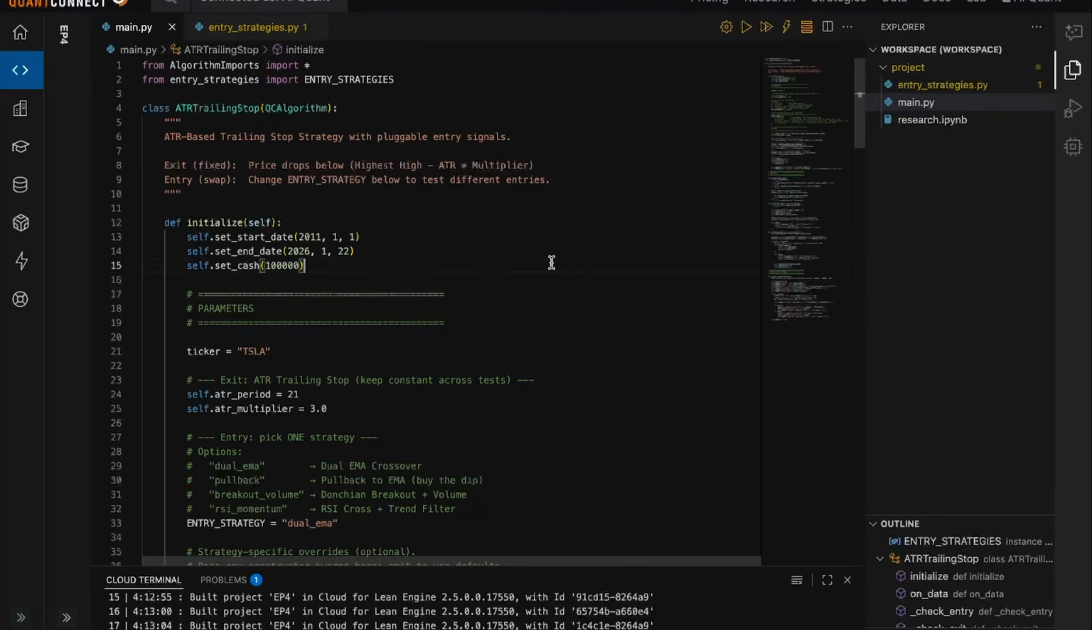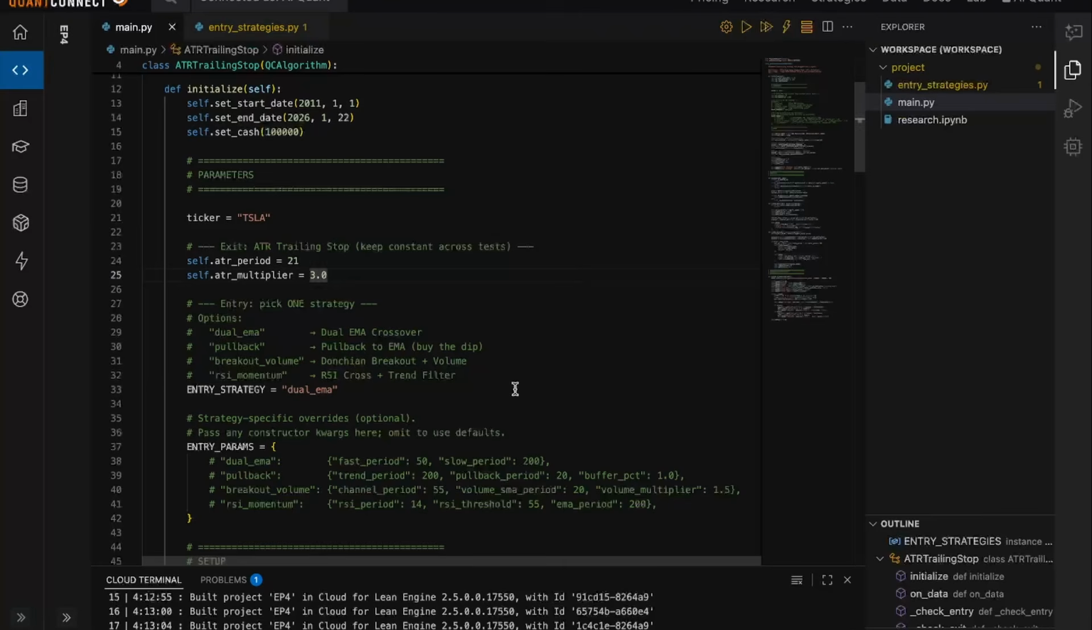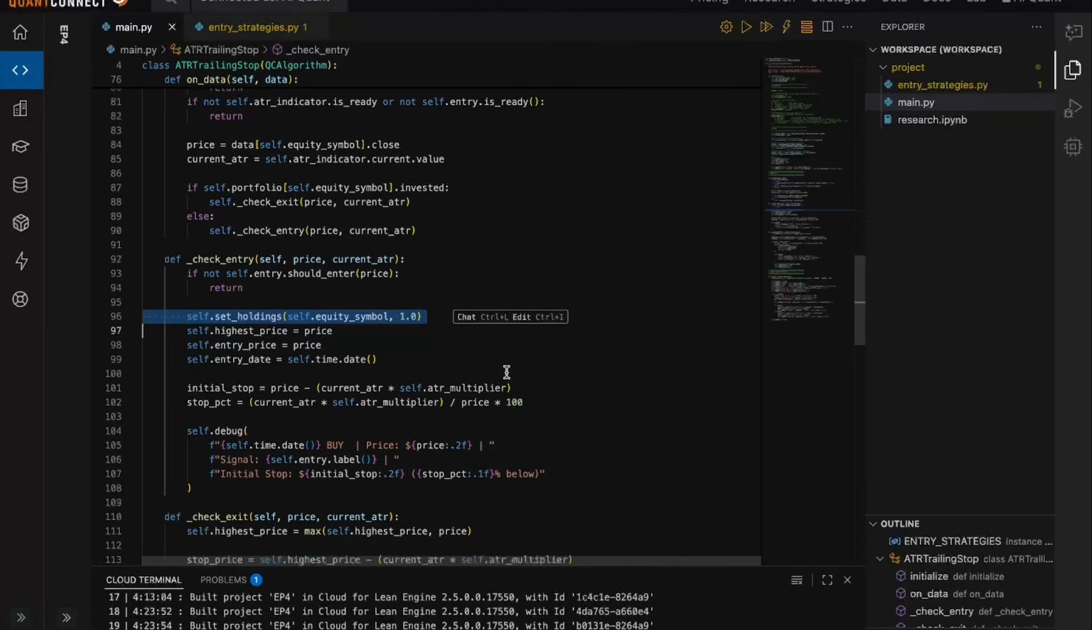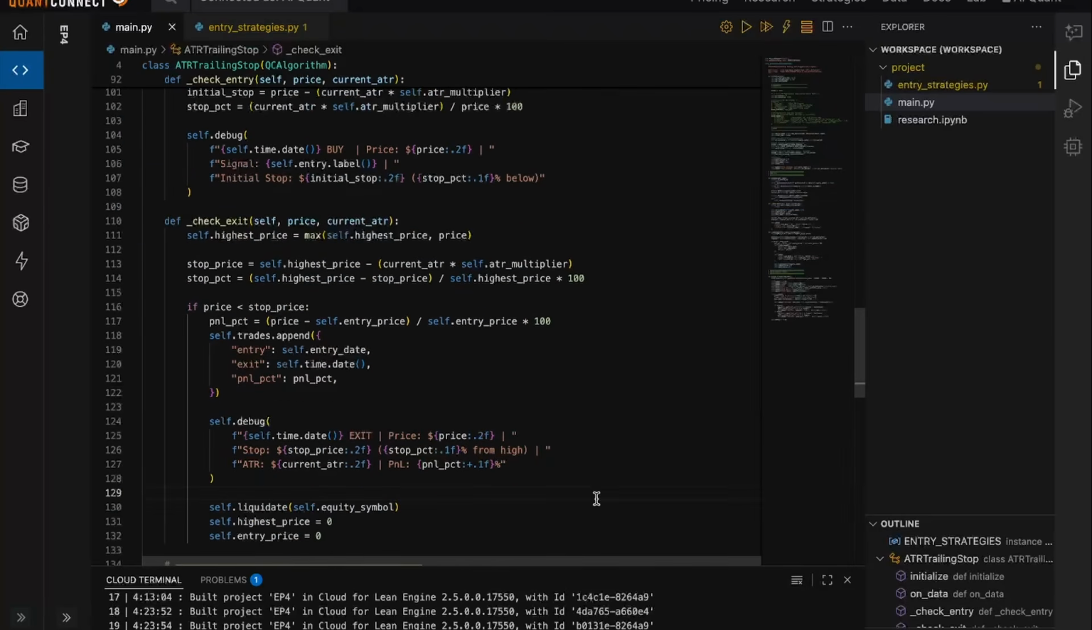To switch strategies, you change one line in main.py, entry strategy. Inside main, a method called checkEntry calls entry.shouldEnter with the current price and data. One config line to swap the brain.